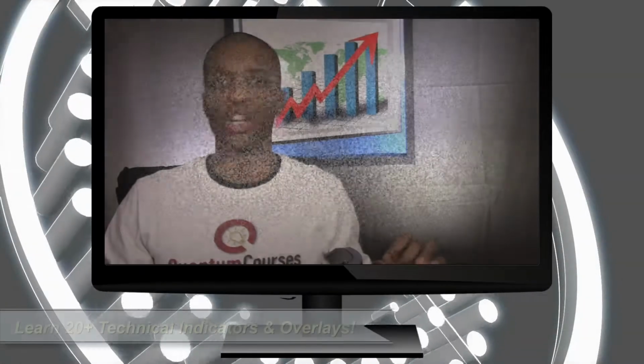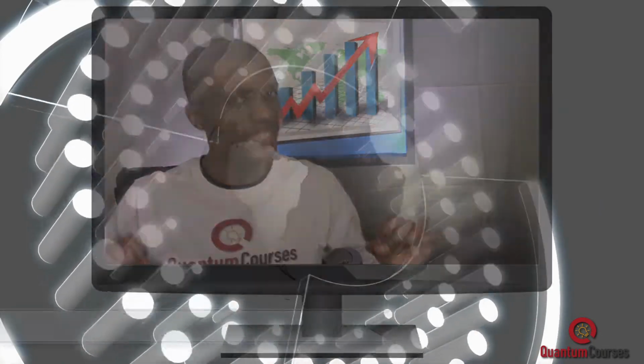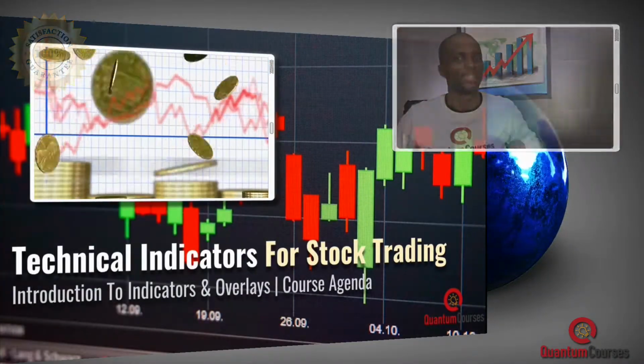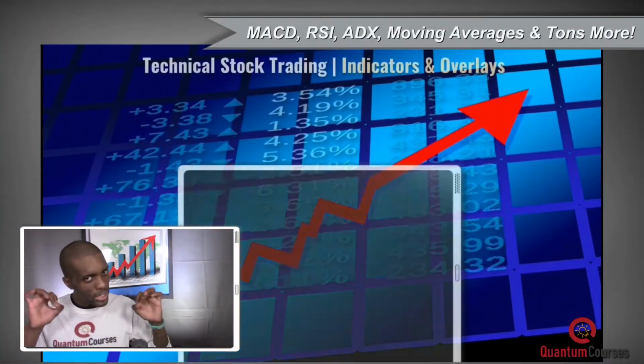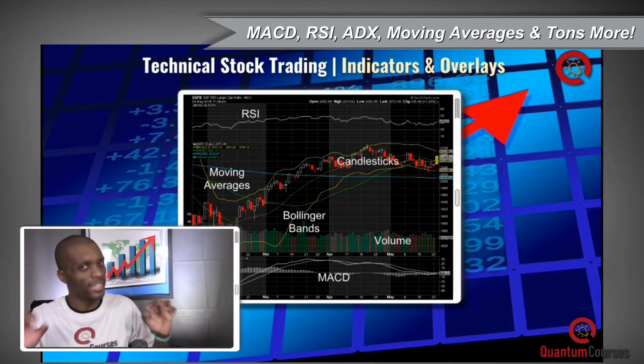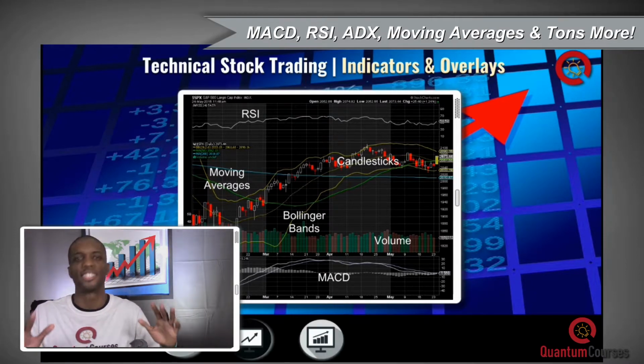Are you ready to learn over 20 different technical indicators that you can use for stock trading and technical analysis? Welcome to the Stock Trading with Technical Indicators and Overlays online masterclass. We will be going over how to use over 20 different indicators and overlays for stock trading, including the RSI, the MACD, moving averages, Fibonacci retracement, the mass index, and tons more.